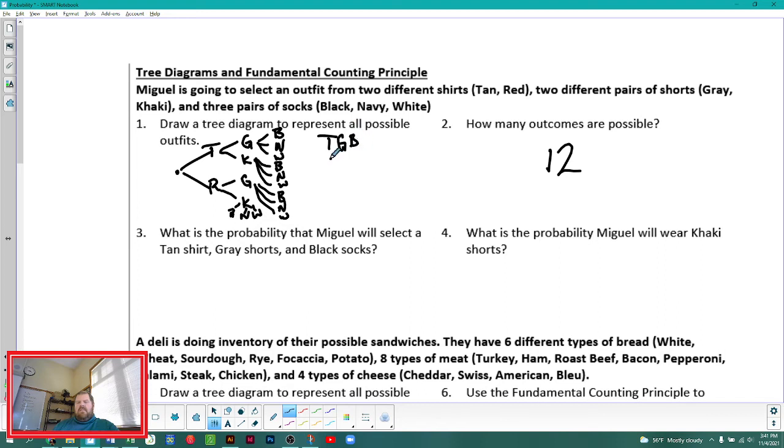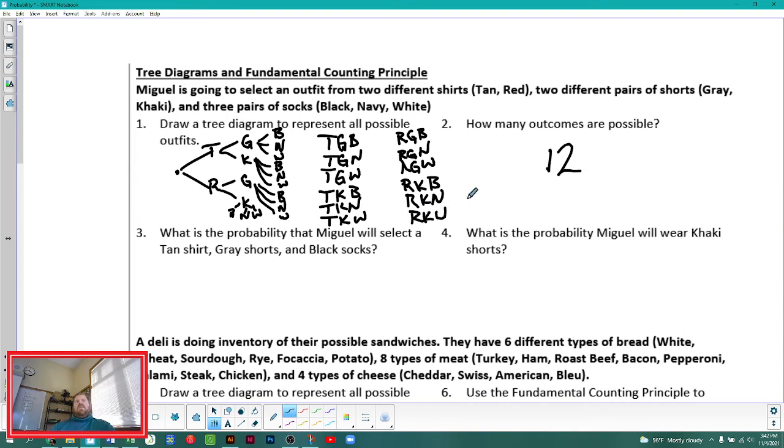Tan, gray, black; tan, gray, navy; tan, gray, white; tan, khaki, black; tan, khaki, navy; tan, khaki, white; red, gray, black; red, gray, navy; red, gray, white; red, khaki, black; red, khaki, navy; and red, khaki, white.